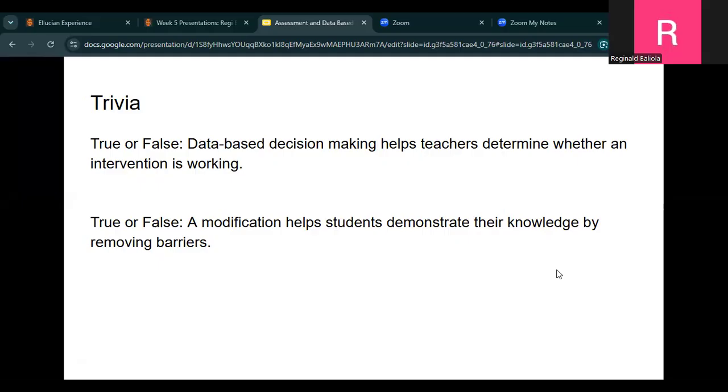All right. Second one, true or false? A modification helps students demonstrate their knowledge by removing barriers. That one is false. It is adaptations that help students demonstrate their knowledge by removing barriers.